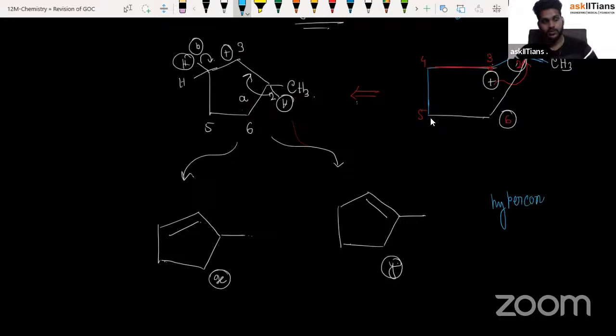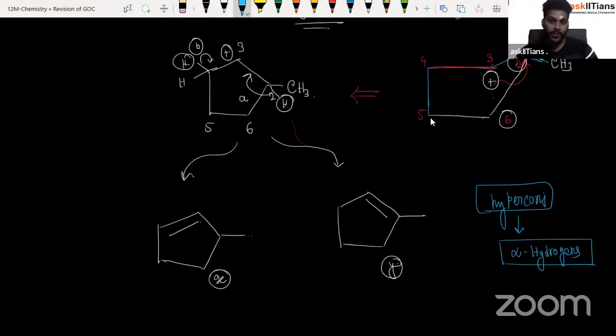Hyperconjugation. Hyperconjugation tells you about the alkene stability. How do you understand hyperconjugation? By alpha hydrogens. So if you have more alpha hydrogens, that means you have more hyperconjugation. More hyperconjugation means more stable. So see, if this is the alkene, how many alpha hydrogens do you see over here? See, 3 here, 2 here. So total 5 alpha hydrogens, 5 hyperconjugations.